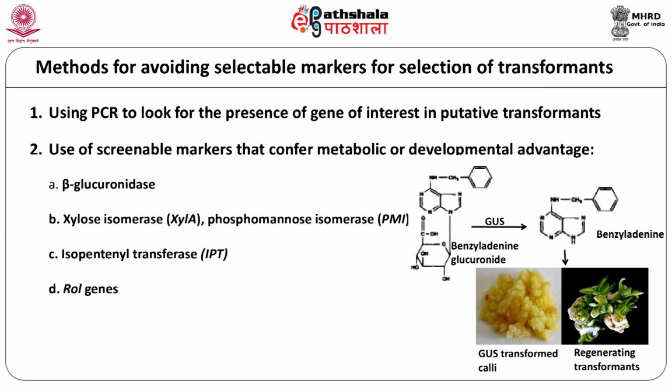Genes encoding enzymes involved in phytohormone metabolism, such as isopentenyl transferase (IPT) from Agrobacterium, have also been used for selection of transformants. Use of rol A, B, C genes as screenable markers increases the sensitivity of transgenic cells to plant hormones.